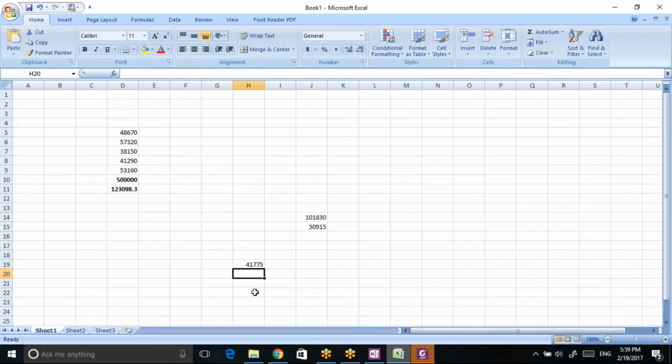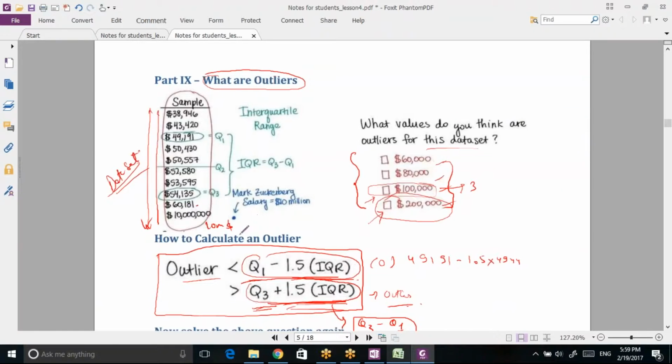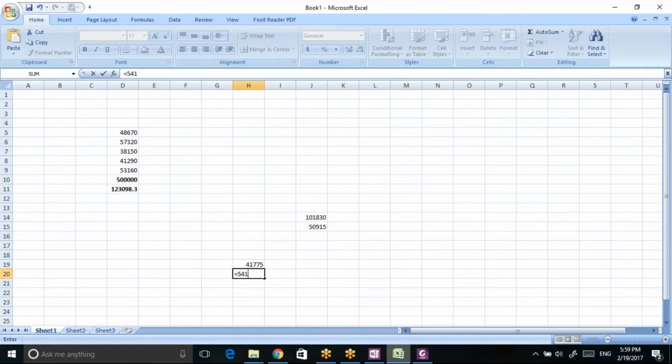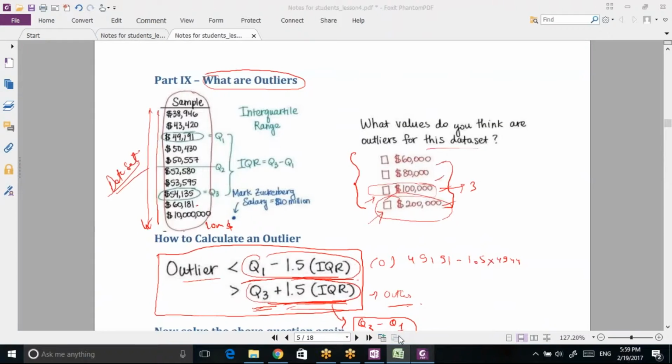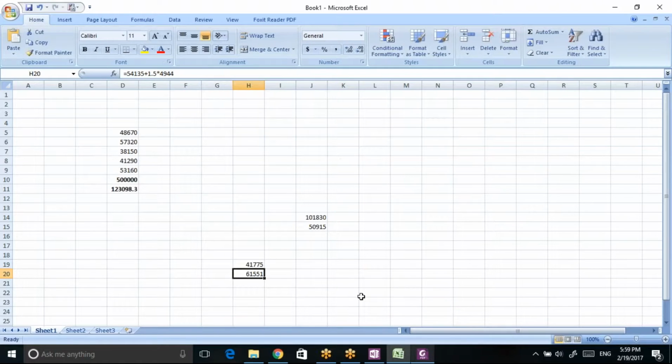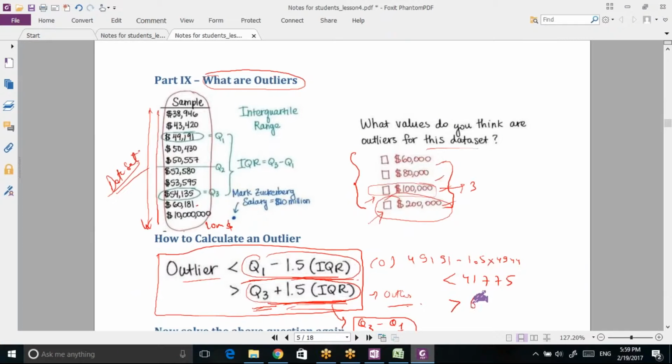And the upper bound is Q3. Q3 is 54135 plus 1.5 into 4944. It is 61551. So what does it mean? It means that any value which is lesser than 41775 will be called an outlier, and any value which is more than 61551 will also be my outlier. So as per this condition, 80,000, 100,000 and 200,000 become my outliers.